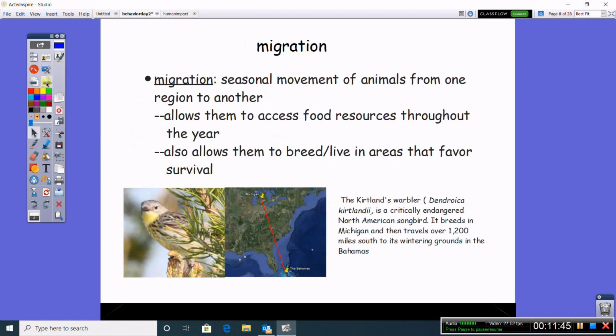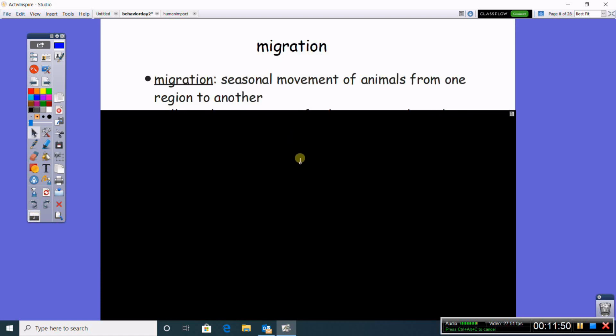All right, let's talk about migration. So this is also a directed movement, and I know you're familiar with what migration is.